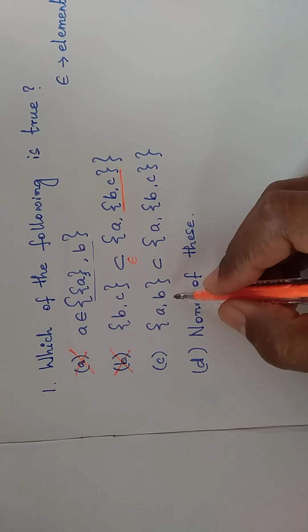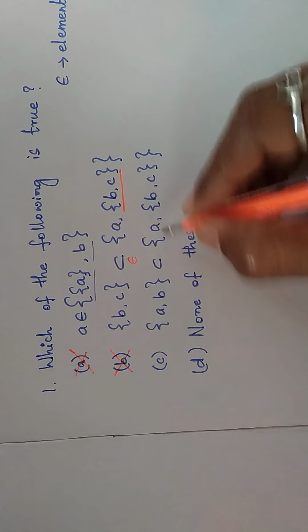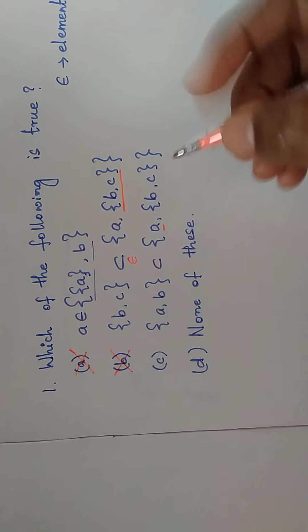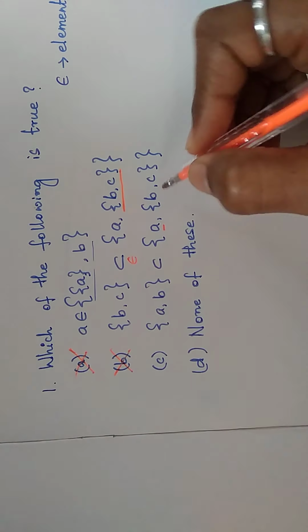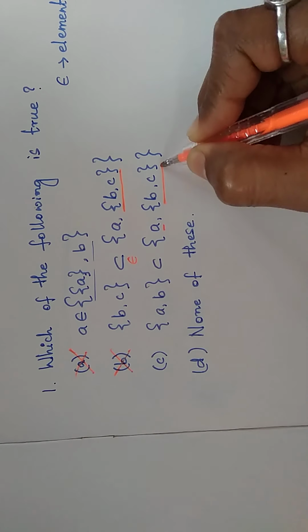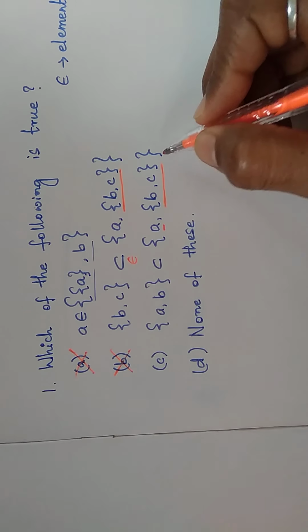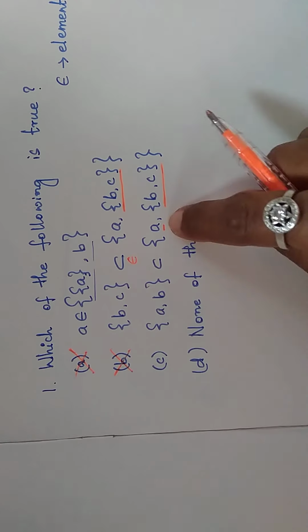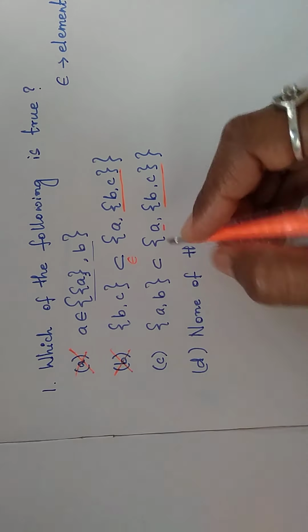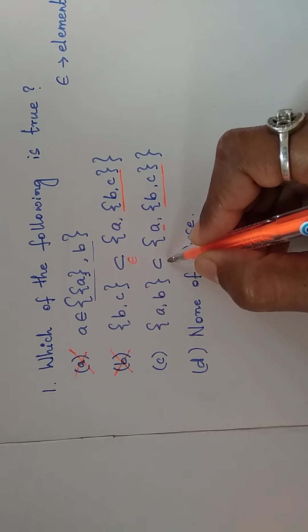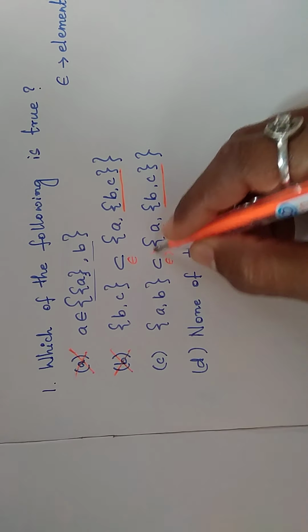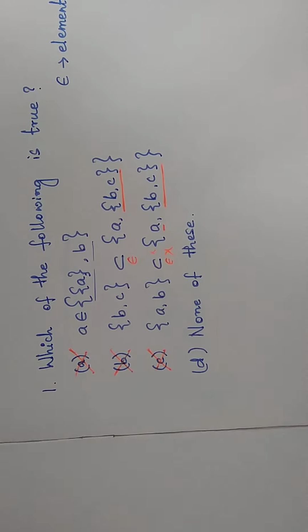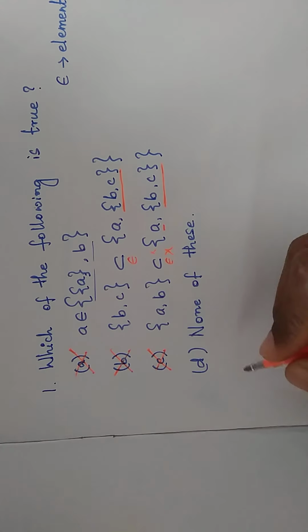Come to option C. A is an element. B is contained in the element, the set {B, C}. So, they are from different groups. So, subset is not true. Even we cannot use the symbol belongs to here. So, this is also not the correct answer. So, the answer is none of these.